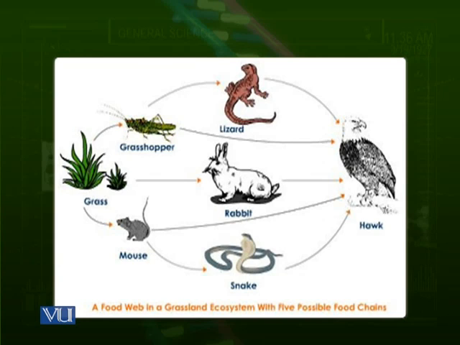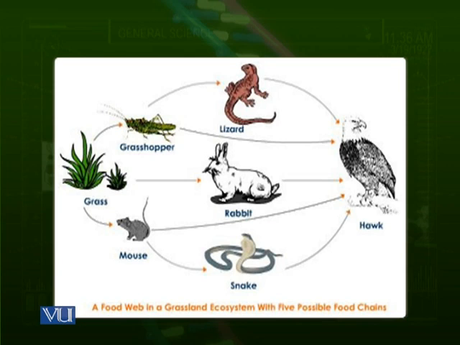Then we see that grass is eaten up by rabbit, herbivore, and rabbit is eaten up by the hawk. So it is also a more simple food chain. Then the mouse eats the grass, and mouse is eaten up by the hawk. But there is another way of this food chain, that the grass is eaten up by mouse, mouse is eaten up by the snake, and snake is eaten up by the hawk.